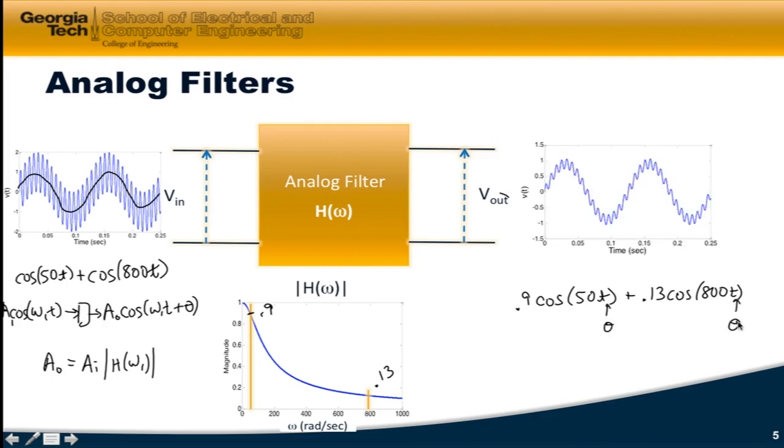So if I look at the output signal, it's going to look like this, where I got rid of a great deal of the high frequency signal. You can see this has equal amounts of low frequency and high frequency signal. They both have an amplitude of 1. Here, the amplitude of the high frequency signal is greatly attenuated.